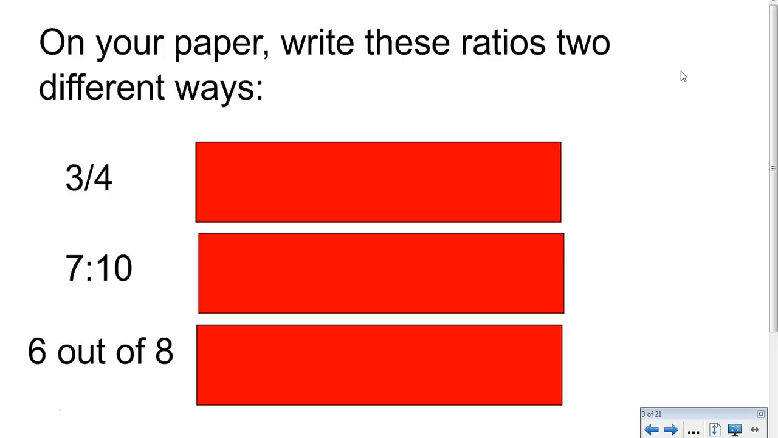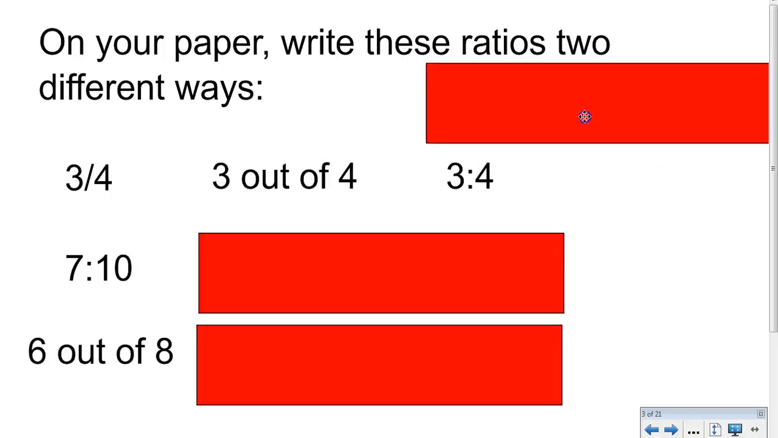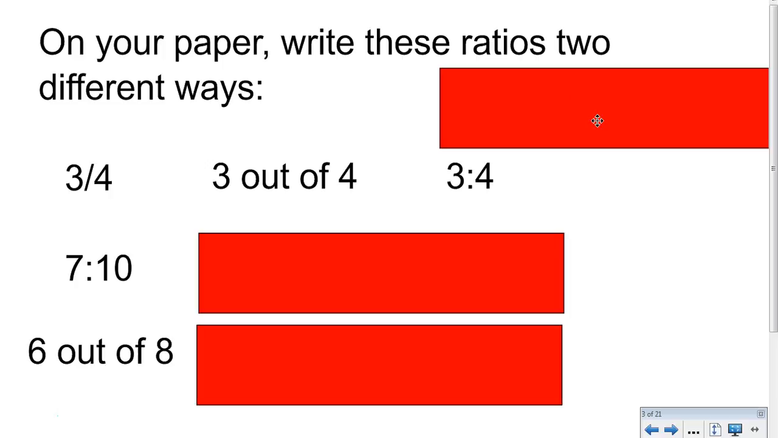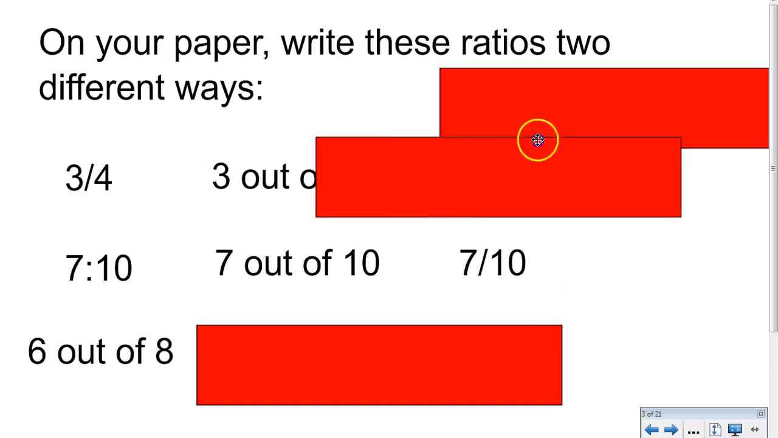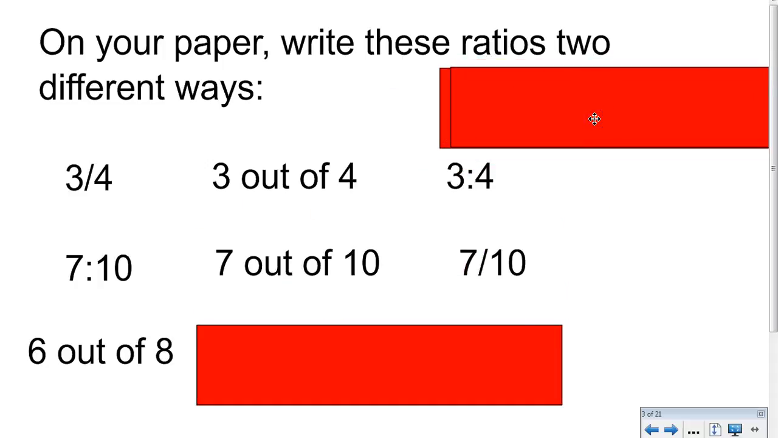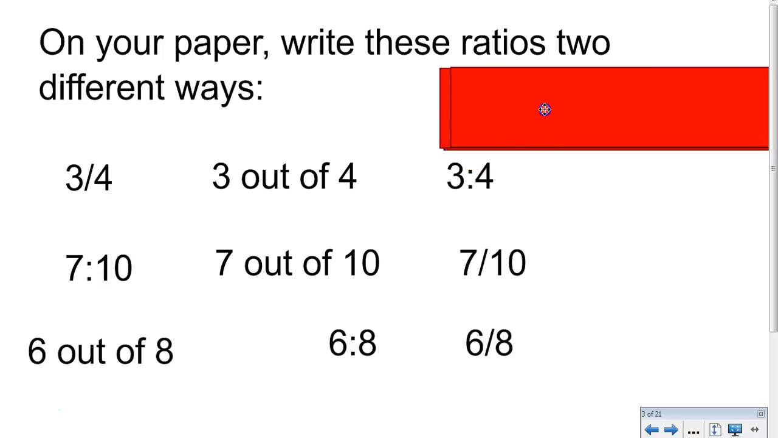Okay, let's check your work. For 3/4, you could have written it as 3 out of 4 or 3 to 4. For 7 to 10, you could have written it as 7 out of 10 or the fraction 7/10. For 6 out of 8, you should have written it as 6 to 8 or the fraction 6/8.